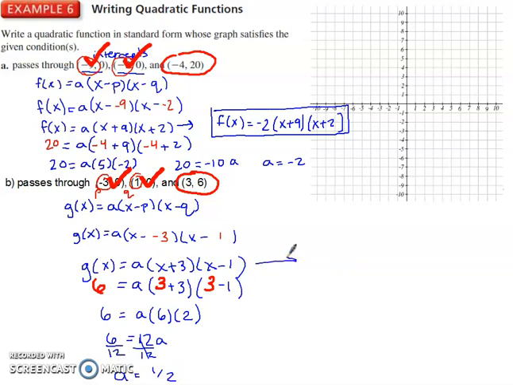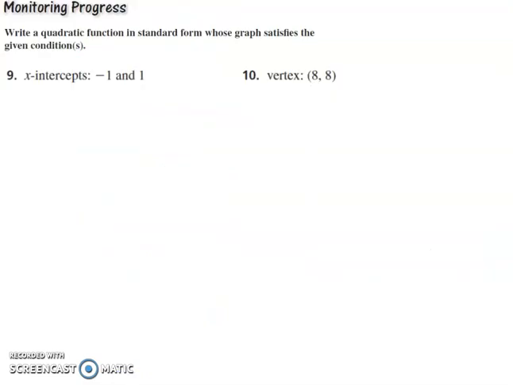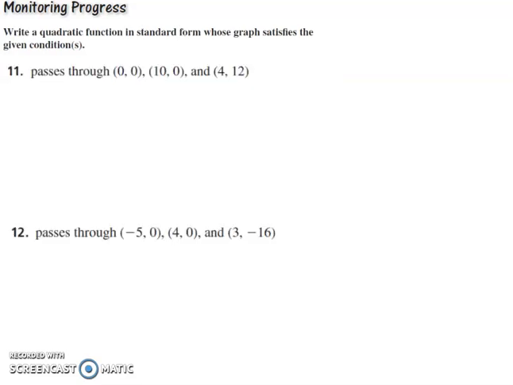So then I go back up to my equation and simply replace my a value with 1/2. And this would be the equation of the parabola that passes through the 3 ordered pairs we were given. All right, go ahead and take a moment, pause the video, and try these two, as well as our next two, on your own.